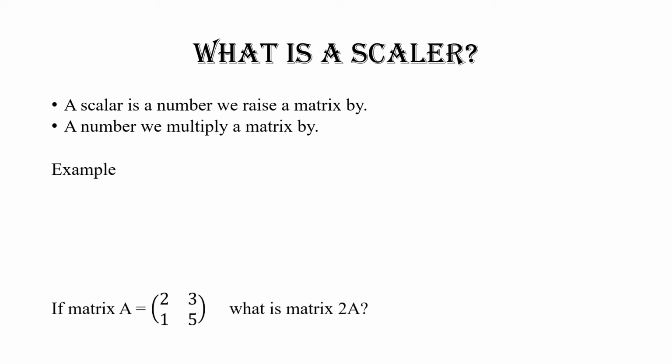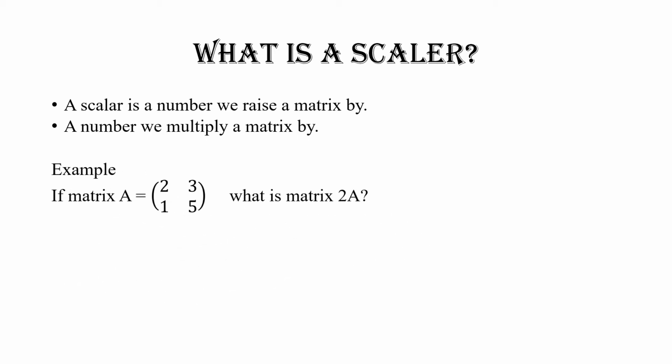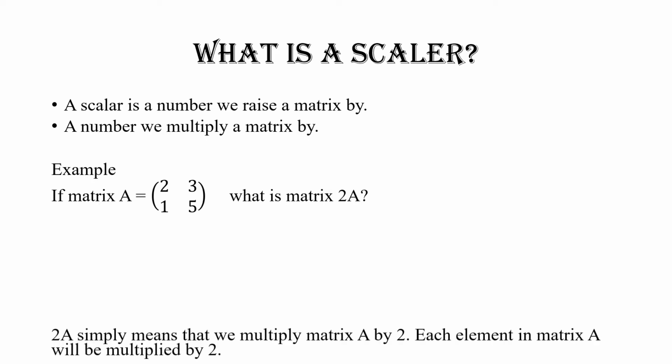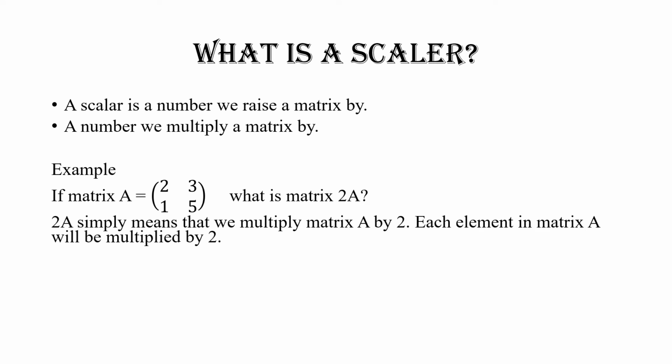So for example, you have matrix A here, and here you have matrix 2A. You see this 2 here? That 2 there is what we know to be a scalar in the context of a matrix. Of course, what does that mean? 2A simply means that we have to multiply matrix A by 2. In other words, each element in matrix A will be multiplied by the scalar 2.